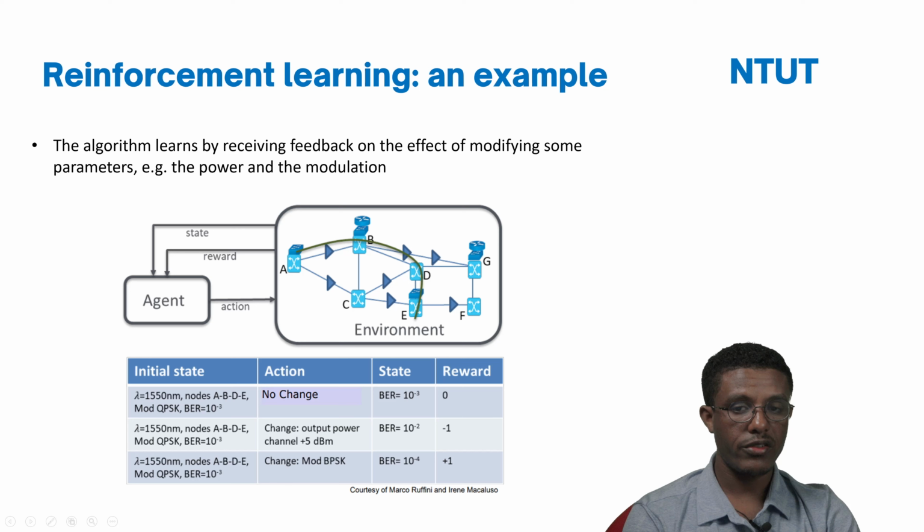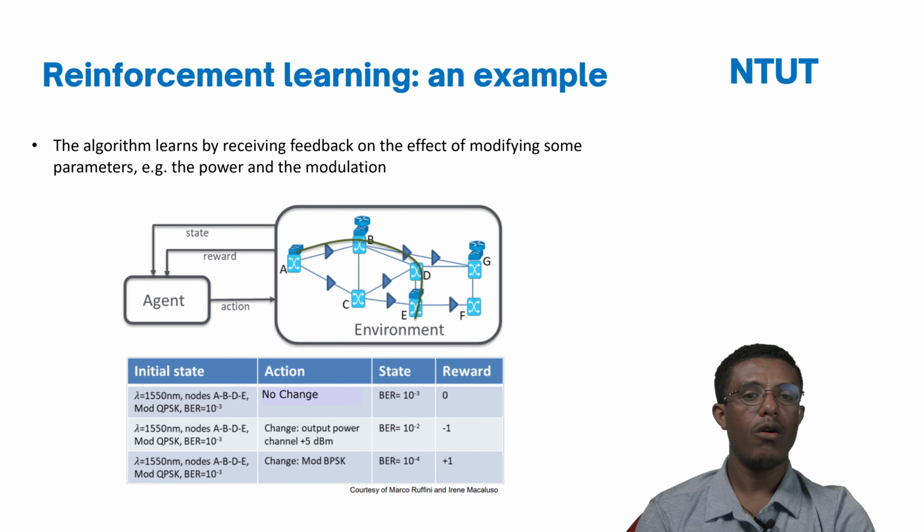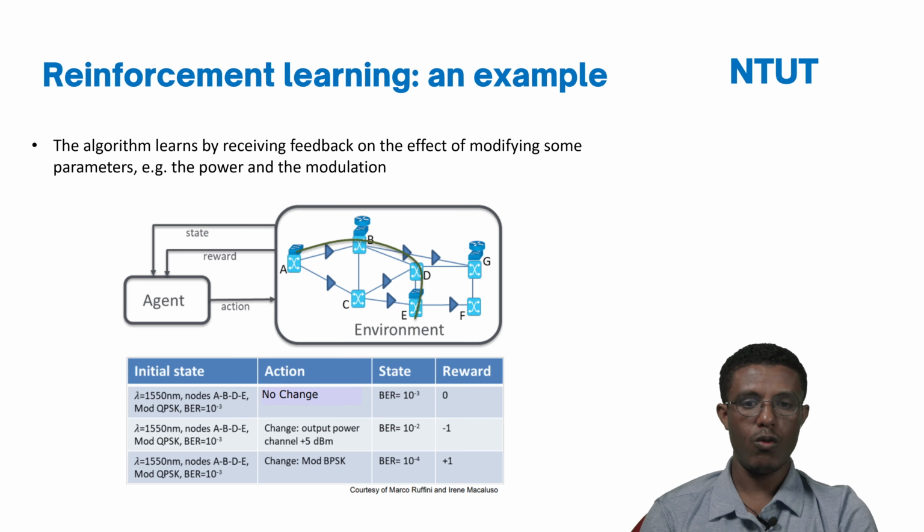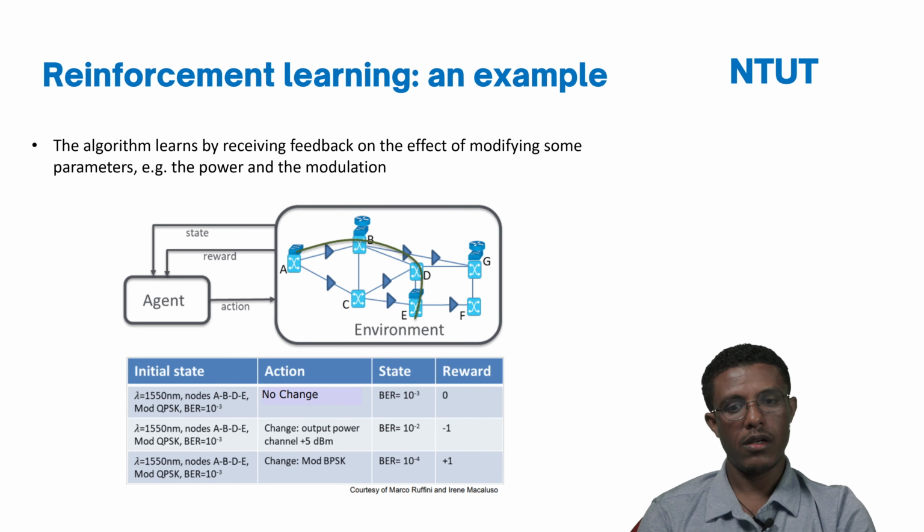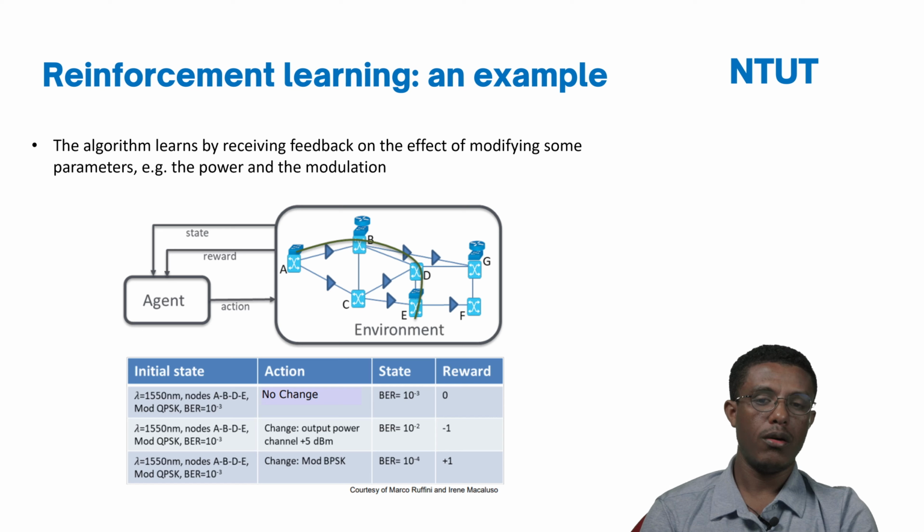So from this data, the model or the machine understands that maybe changing the modulation is the better way to get better performance, or a reward. It also understands that changing the output power is a punishment. So in the next step, there is no need to change the power; it's better to change the modulation.